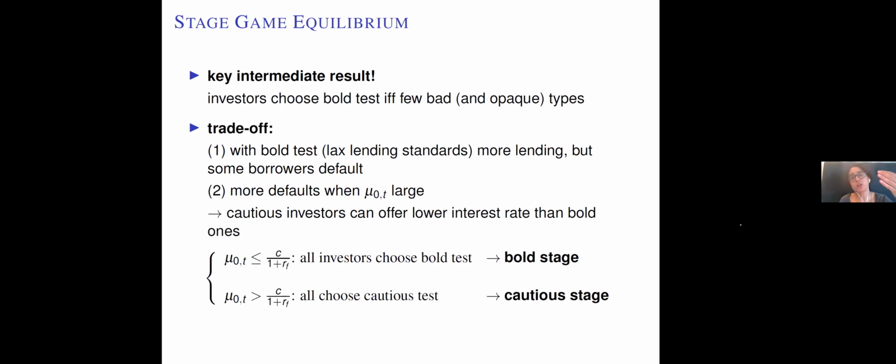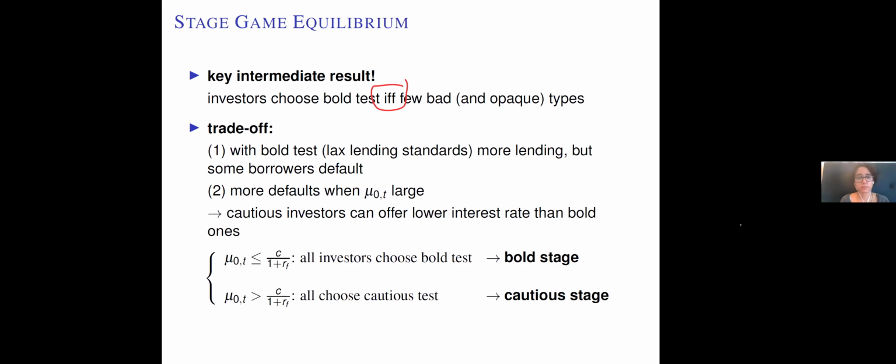Now, let's first start from the stage game equilibrium. I'll walk you through the stage game equilibrium and then put dynamics on top of it. The stage game equilibrium consists of a very key intermediate result, which I'm going to try to give you some intuition about. The key result is that investors choose bold tests if and only if the fraction of bad opaque entrepreneurs is low.